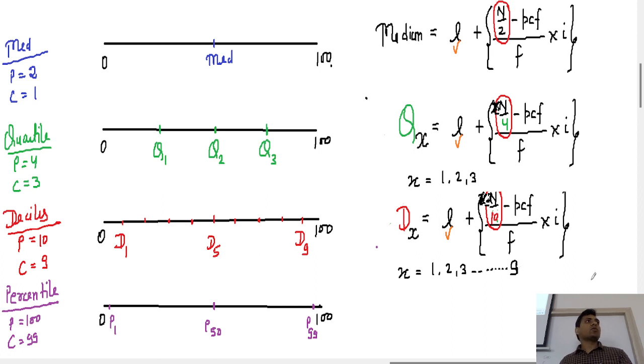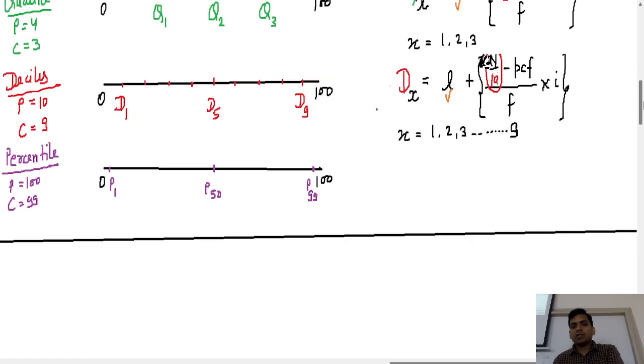Is it clear? So if we find fifth decile, we will put x is equal to 5. And 10 is cancelled by 5. Now you will get n upon 2. N upon 2 is median. Clear? So this means median equals quartile 2, quartile 2 equals decile 5. Concept is clear? Okay, so now the next.